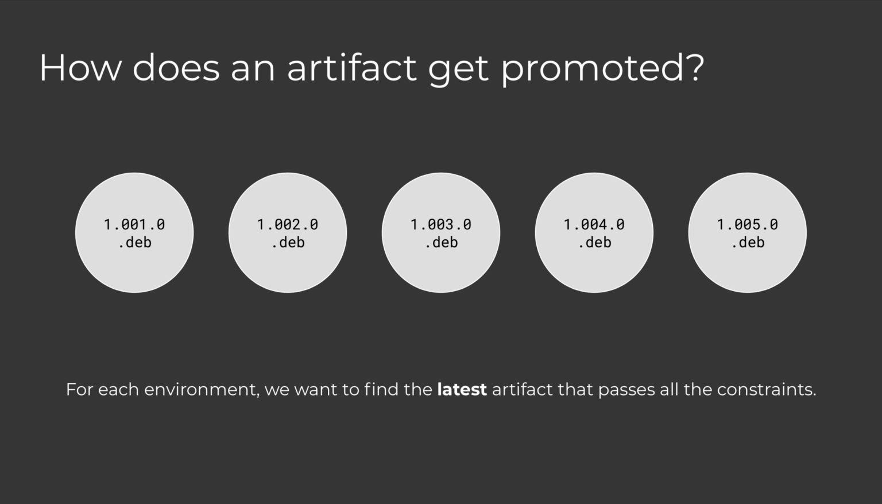So let's talk more in detail about how an artifact gets promoted and how we think about that. So here, for example, we have 5 artifacts. They're Debians, and they're named using semantic versioning. So we can figure out which is the latest in those. And for each artifact, each environment, we want to find the latest artifact that's qualified to be deployed.